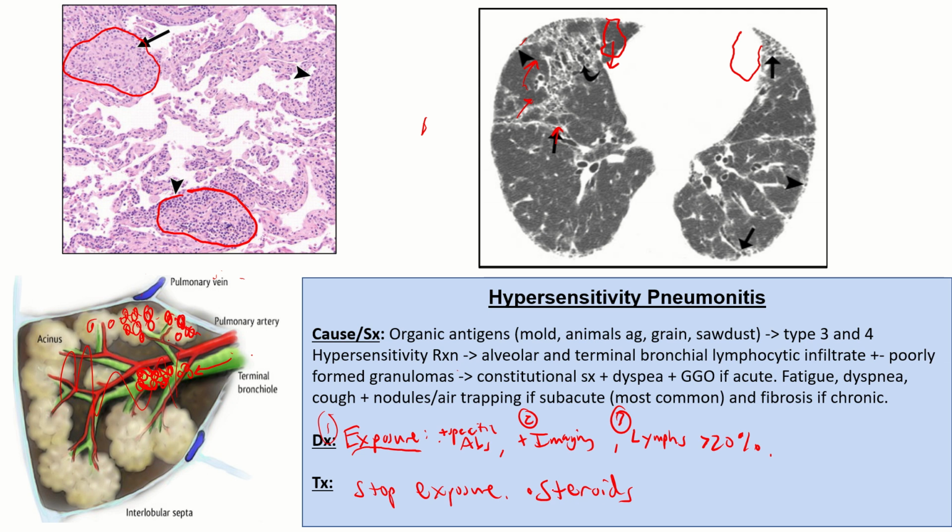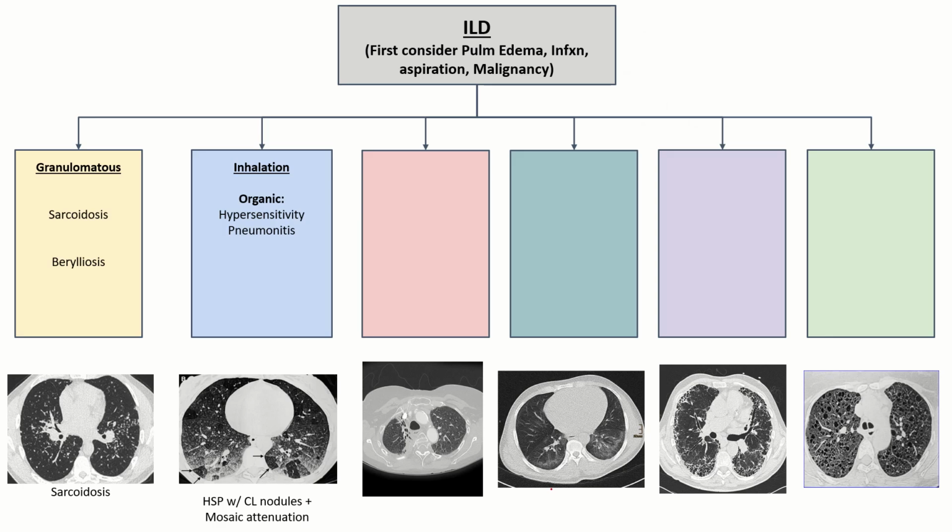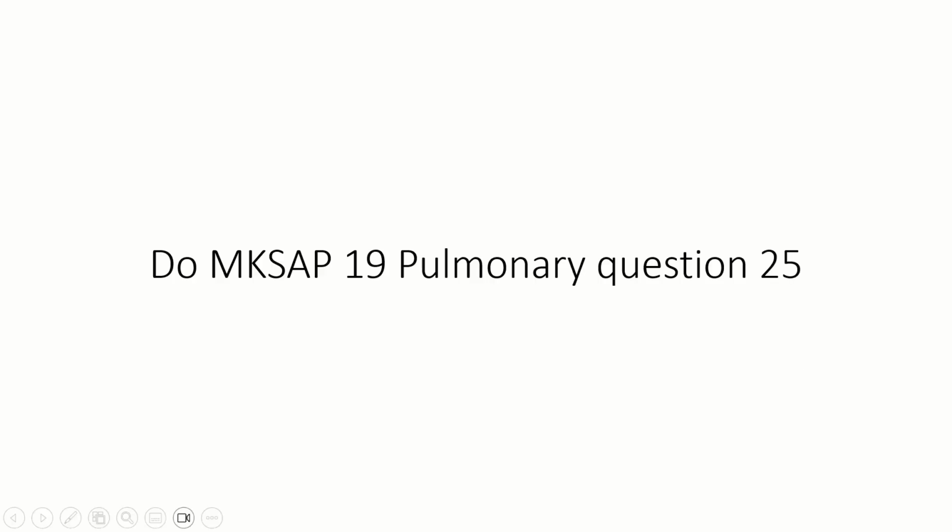All right, that's hypersensitivity pneumonitis, and that's the second part of our diffuse parenchymal lung diseases secondary to inhalation. All right.